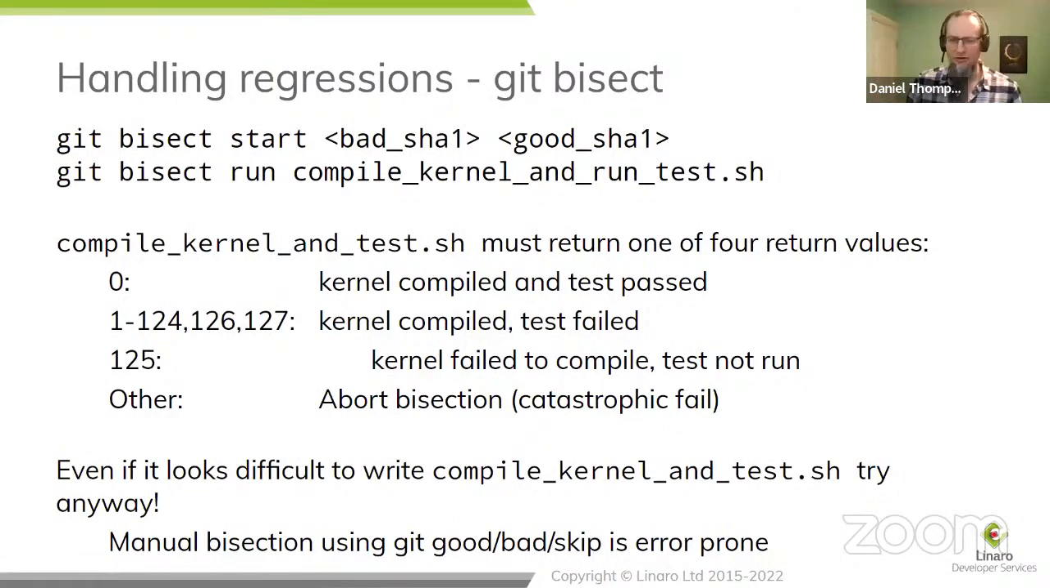Even if it looks difficult for you to write an appropriate compile test and run the compiled kernel and run test, I would say you should try anyway. And the reason for that is that manual bisection is error prone.